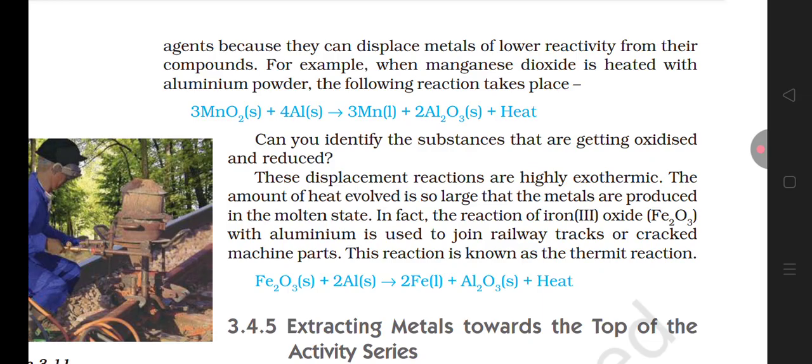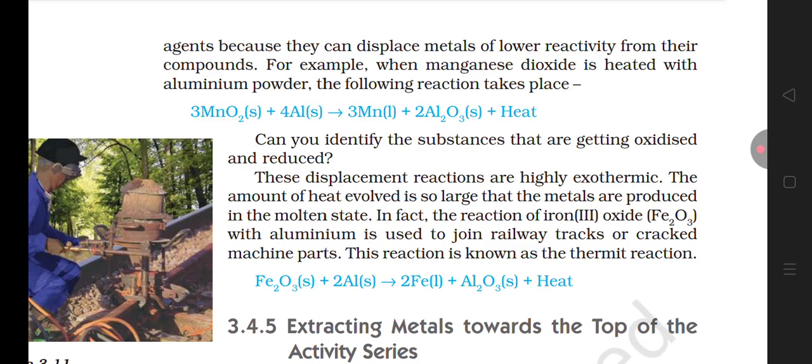We pass electricity for the reduction. For example, sodium, magnesium, calcium are obtained by electrolysis of molten chlorides. The metal is deposited at the cathode, which is negatively charged electrode, whereas the chlorine is liberated at the anode, which is positively charged electrode. The reactions are, at the cathode, Na+ + e- gives Na, and at the anode, 2Cl- gives Cl2 + 2e-.